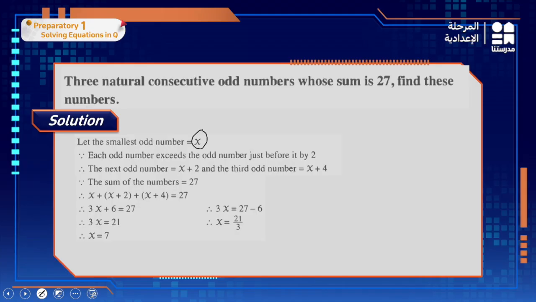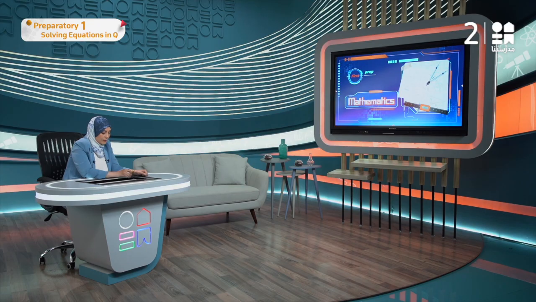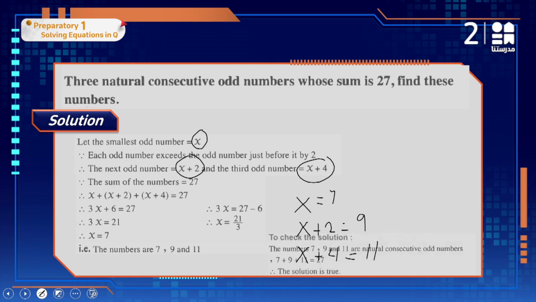I have 3 numbers. We said x, x plus 2, and x plus 4. So the first number of them is 7. What about the other 2 numbers? So the first number is 7. The second number, which is x plus 2, will be 7 plus 2, which is 9. And the third number will be x plus 4, which is 7 plus 4 equals 11. That's all about this one. So the three numbers are 7, 9, and 11.